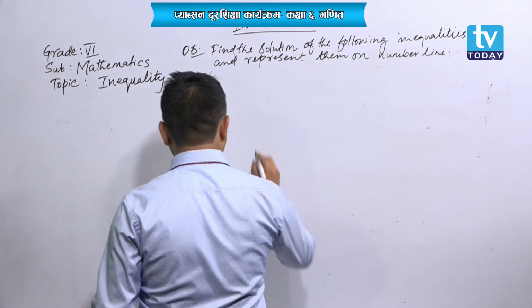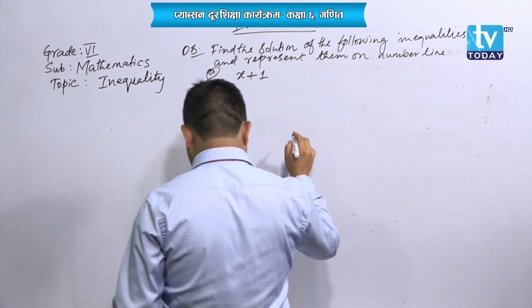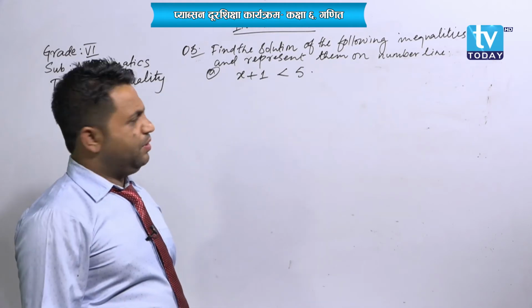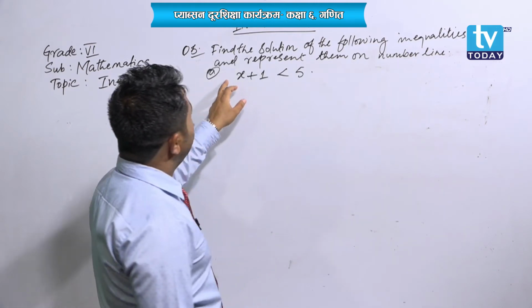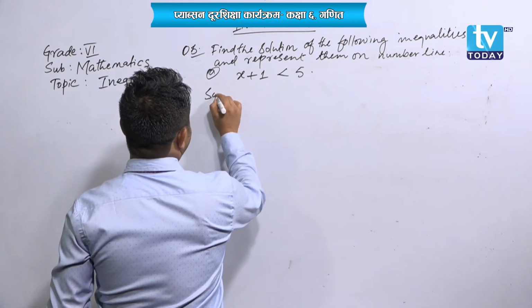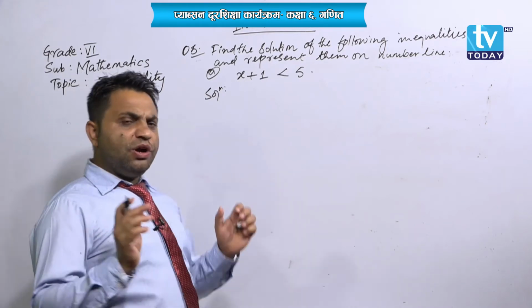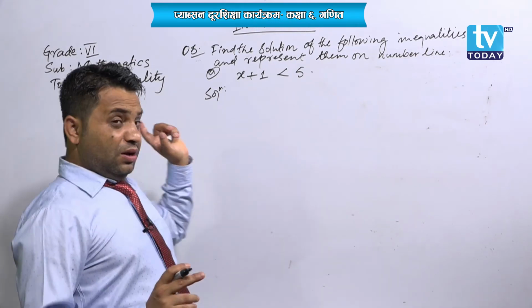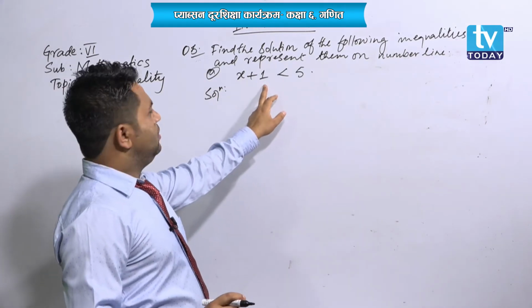Now question, x plus 1 less than 5, okay. Now find the solution of the following inequalities and represent them on number line. So our question is x plus 1 less than 5. Our intention is to find the value of x. Now here is plus 1.